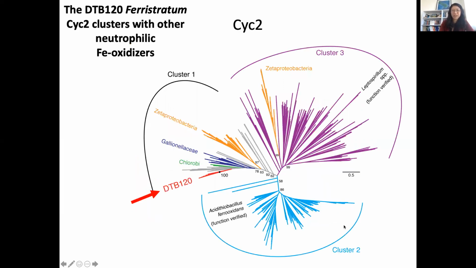Well, we have to use our tools here. We put it in the tree, and it turns out that the site 2 is in this cluster 1 within all of these neutrophilic iron oxidizers. So we infer its function due to its homology. So far, so good, but we'll come back to that.